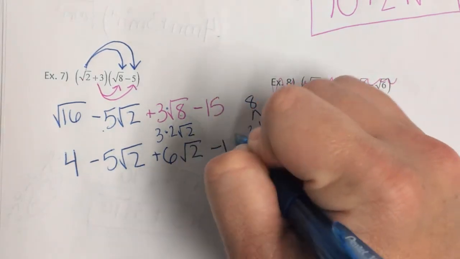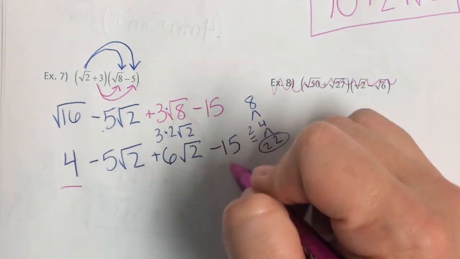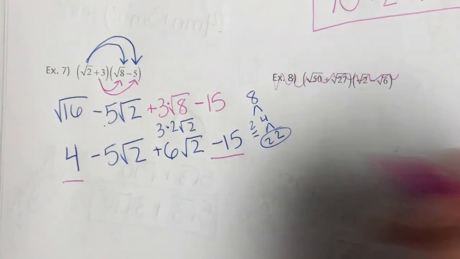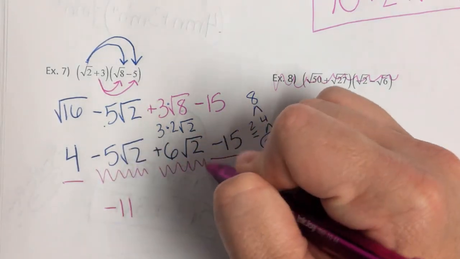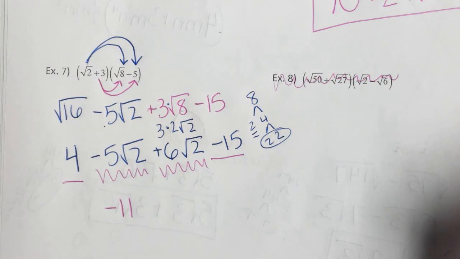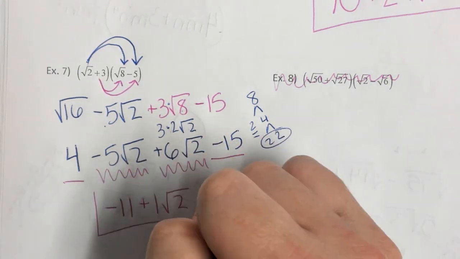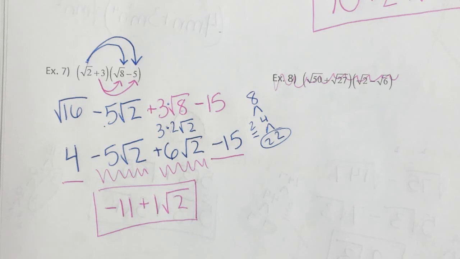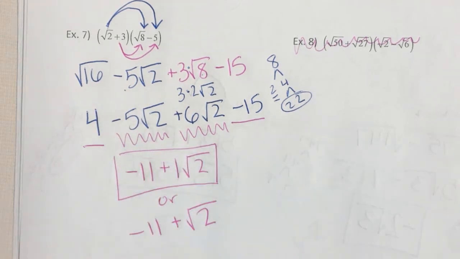I'm just going to bring this minus 15 down. And now what are my like terms? Well, 4 minus 15 is negative 11. And what's negative 5 square root of 2 plus 6 square root of 2? What's negative 5 plus 6? So plus 1 square root of 2. Yes. You do not have to put the 1 in front.